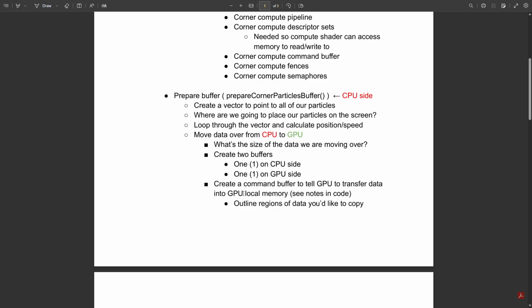So the only language GPU understands is command buffer language, right? That's the only thing it understands. That's number one. Number two, the CPU can't push stuff onto the GPU. The GPU is its own person, it has its own autonomy, and what has to happen is that you have to write a command buffer to tell the GPU to transfer data from the CPU into its GPU local memory, right? And the notes will get into that when the time is right.